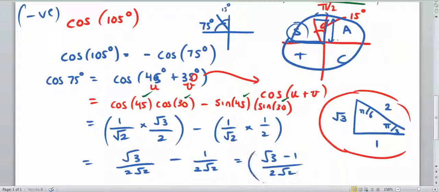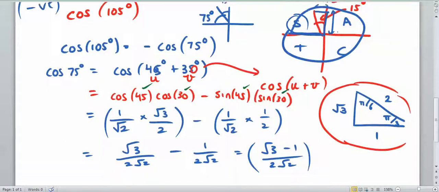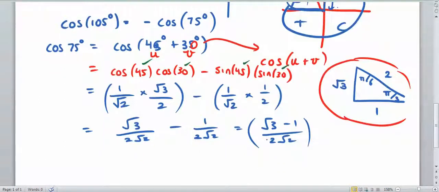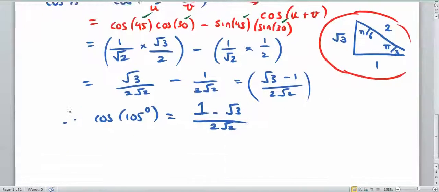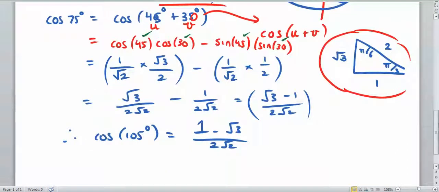Now that's for cos of 75 degrees, but remember that we know that cos of 105 degrees is the same as the negative value of cos 75. We've found cos 75, so therefore cos of 105 degrees is equal to negative out the front, or we'll just multiply the sign through, 1 minus root 3 over 2 root 2. Work it out in your calculator, but I'm sure the textbook will probably give you an exact value. We want to stay in exact values in specialist maths. So there you go, that's the first question.